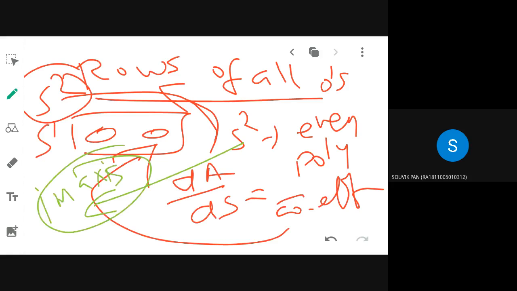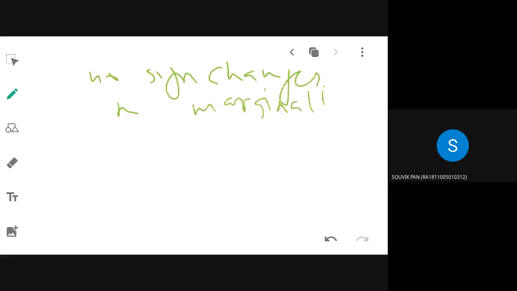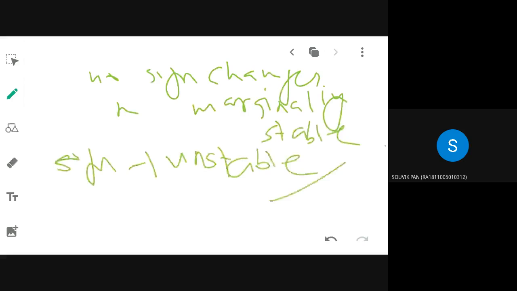Here in this case, after completely forming the Routh array, you need to check whether there are sign changes. No sign changes means the system may be marginally stable because some roots are on the imaginary axis. Suppose there are sign changes, it means unstable. Like this only you infer. Third case, understood?